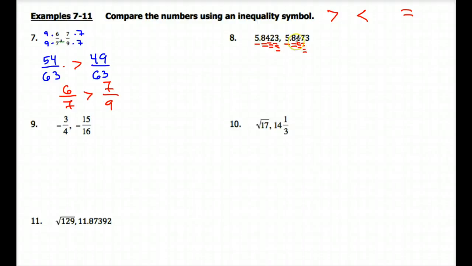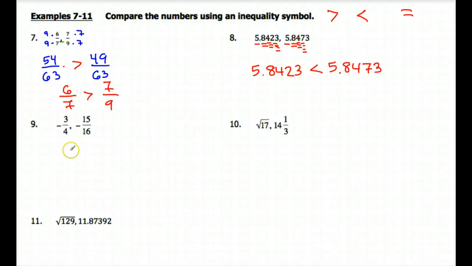Okay, 2 and 7. 7 is larger than 2, so that means that this number over here is just slightly larger than this number here on the left. So we're going to put in a less than sign to say that 5.8423 is less than 5.8473. And again, we got that by comparing decimal places until we got to two that were different.